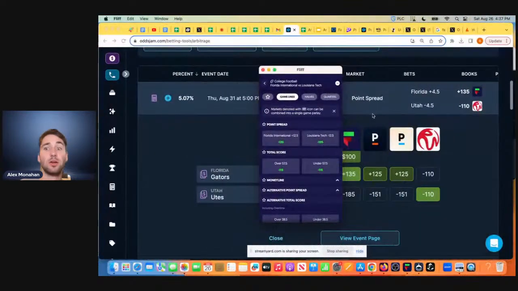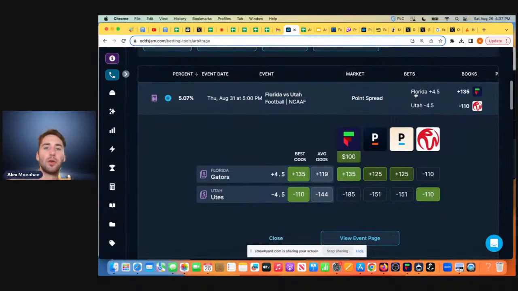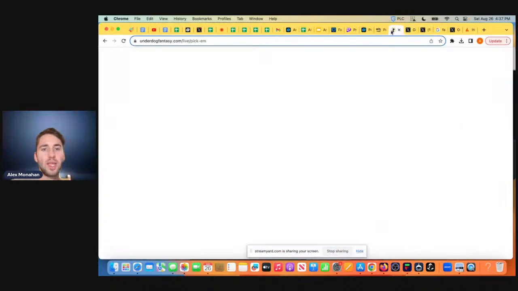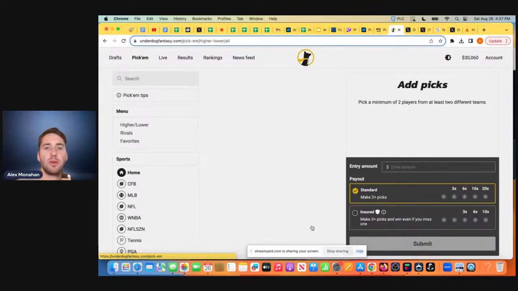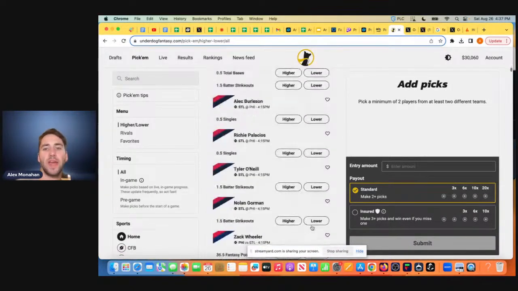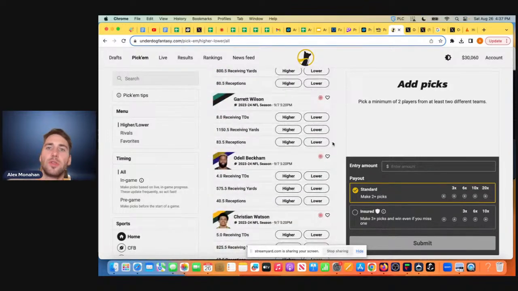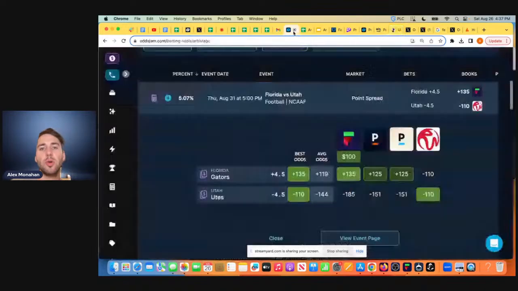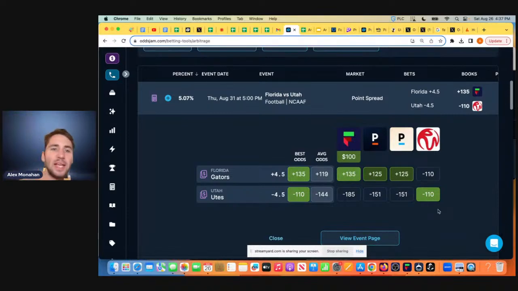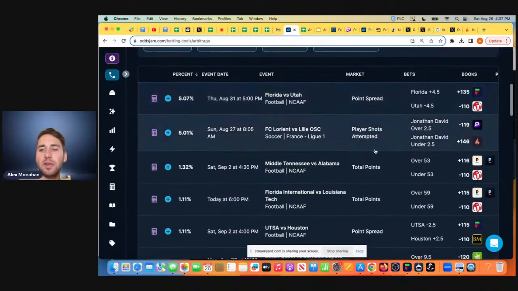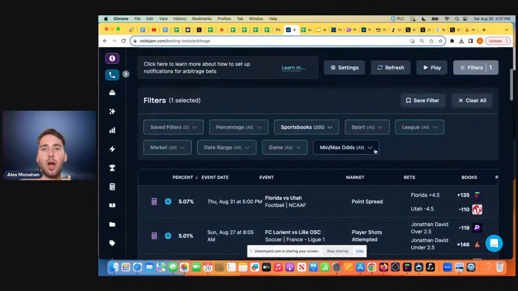So when these books' lines get really out of sync, when their models screw up, we can make a risk-free profit. If you take a look here, you can see Underdog Fantasy has tens of thousands of lines as well. So we're looking for those few plays where a sportsbook's screwing up, where their line is super off from the market, and we can hedge it on another sportsbook to guarantee ourselves a risk-free profit.